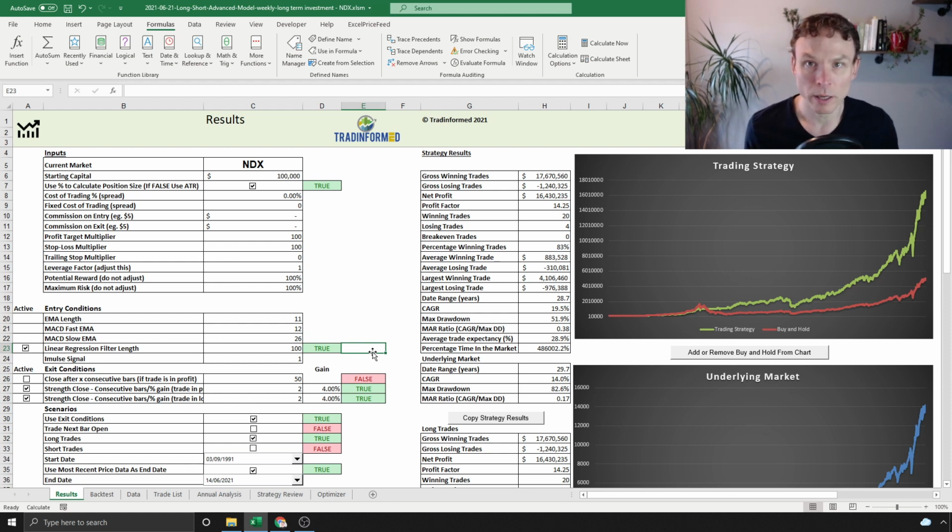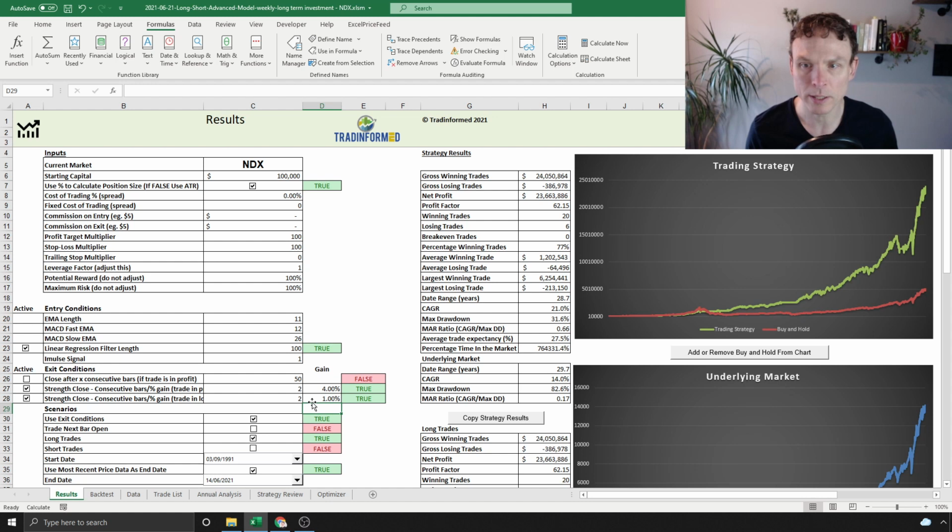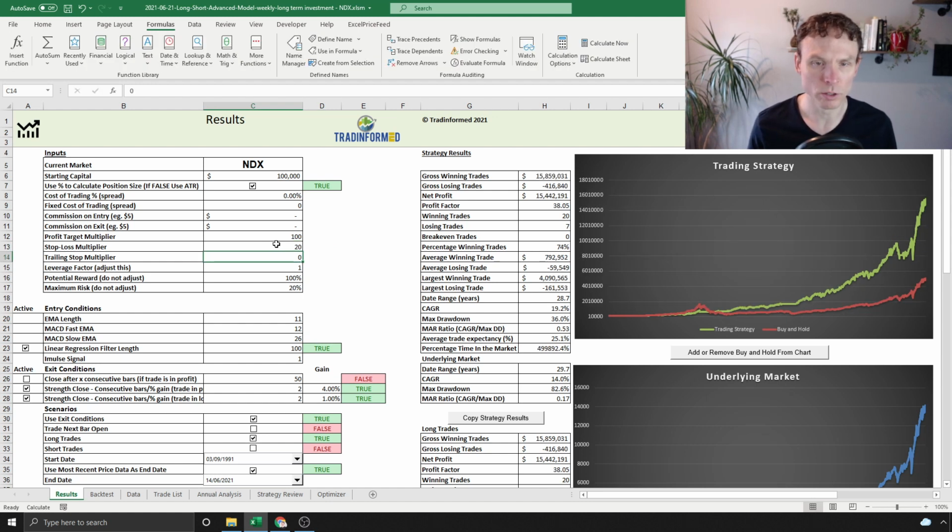Often, it's a good idea to have a different way of exiting the market depending on how the trade is going. So this is a way of doing that. And you can see we can set a lower criteria for getting out of that trade if it is currently negative. So it would require just 2 consecutive bars of a 1% gain. Let's have a look at those results. Well, there are a lot of different scenarios where this strategy was profitable.